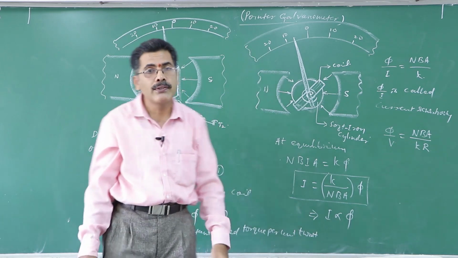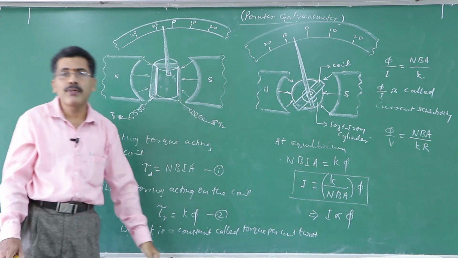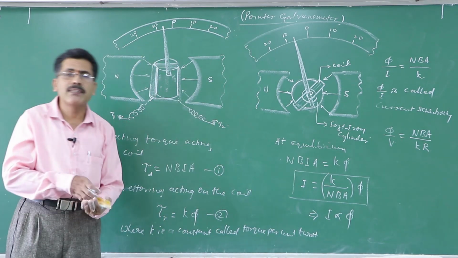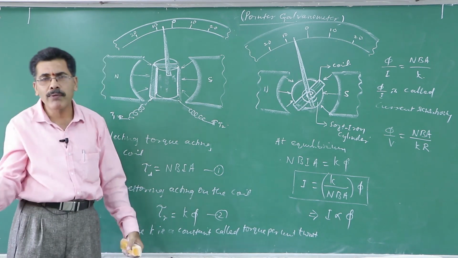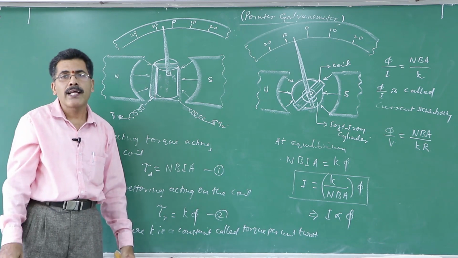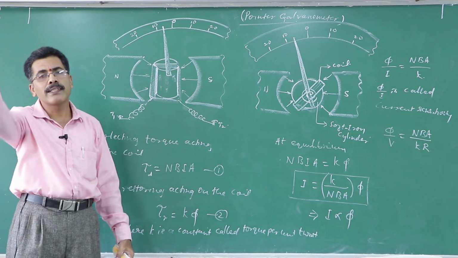This is about the pointer galvanometer. What is the advantage of the pointer galvanometer? It is very compact, handy, and of less cost. It can be carried from one place to another. It has a sensitivity of the order of 10 raised to minus 6 ampere.